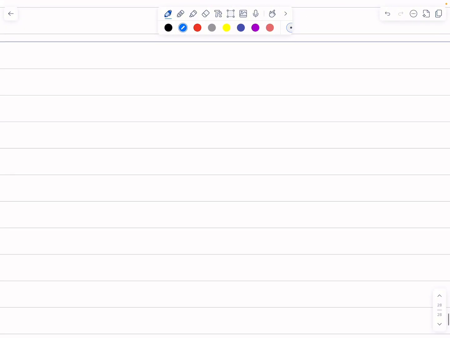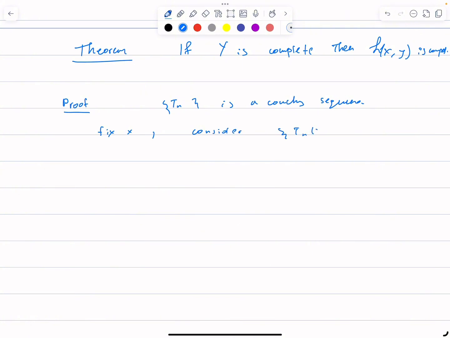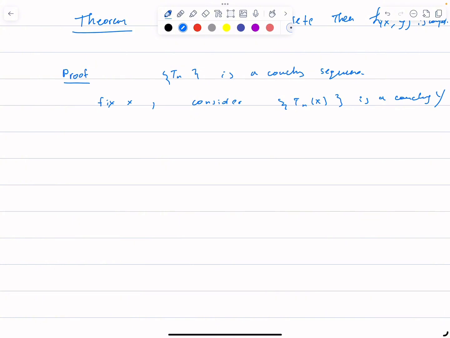Now let's prove another theorem. If Y is complete, then our L(X,Y) is complete. What does complete mean? It means all Cauchy sequences converge. Tn, let's assume Tn is Cauchy. So we fix x from X and consider Tn x as a Cauchy sequence from Y. So we have to prove that Tn x minus Tm x converges.